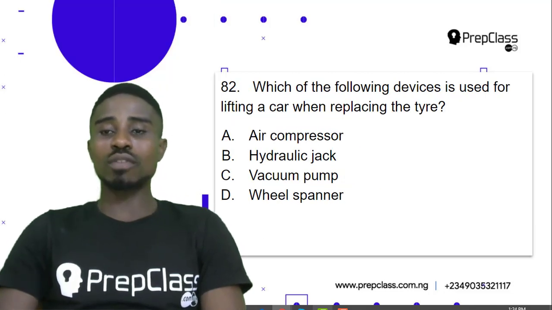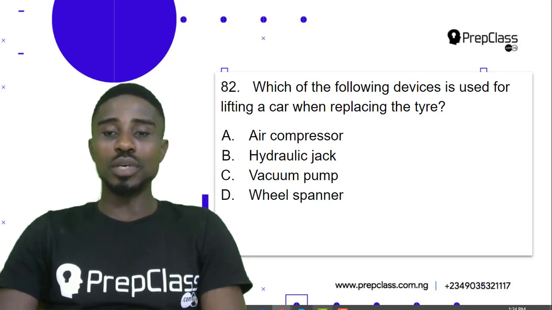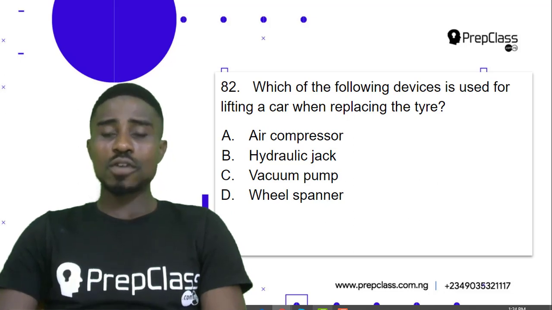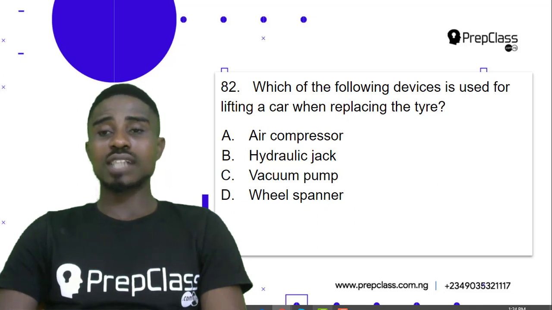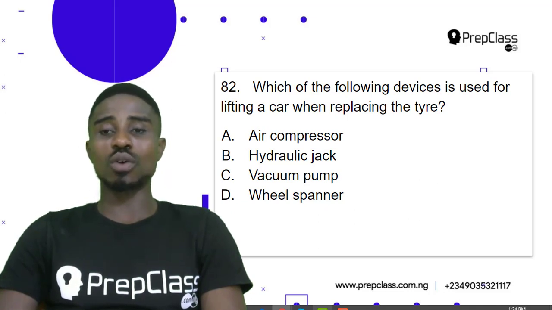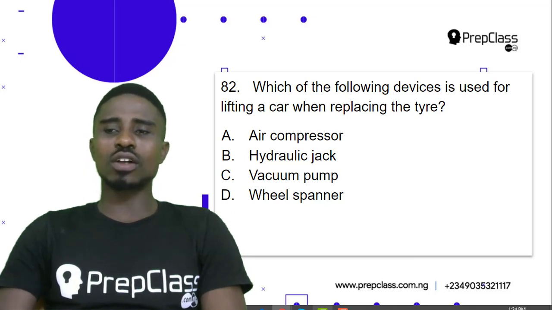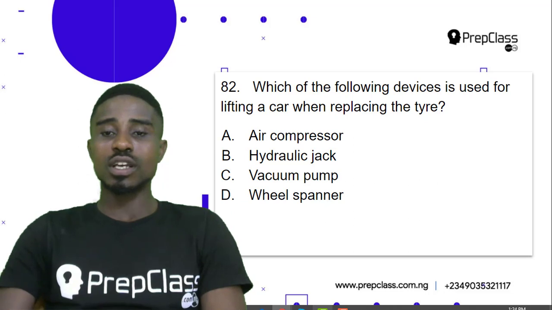Question 82, which of the following devices is used for lifting a car when replacing the tire? A, air compressor, B, hydraulic jack, C, vacuum pump, D, wheel spanner. For us to carefully select the correct answer, we need to analyze all of the options and see which one best answers our question. Now, our question is centered on lifting a car before the tire can be replaced. So, which one of these instruments is used for lifting the car?